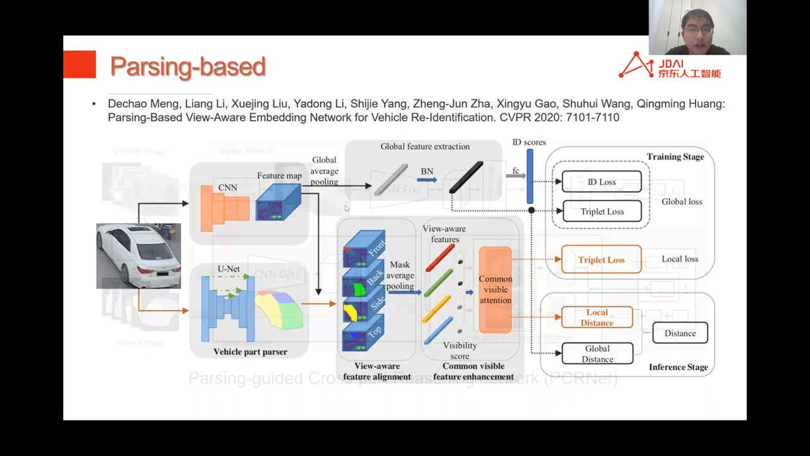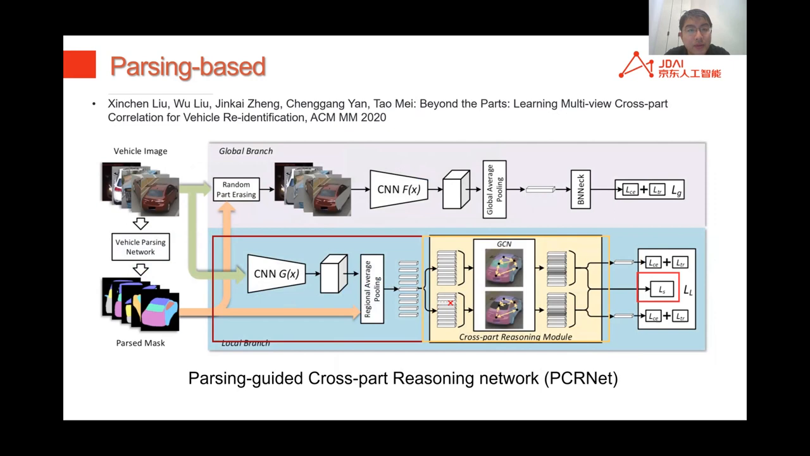Next, I want to introduce our new paper published in ACM Multimedia 2020. This work also uses the part information. As introduced before, we released a vehicle part data set. Based on this data set, we propose a part-guided cross-part interaction network named PCINet for vehicle identification. The PCINet explores vehicle parsing to learn discriminative part-level features, and models the correlation among vehicle parts.